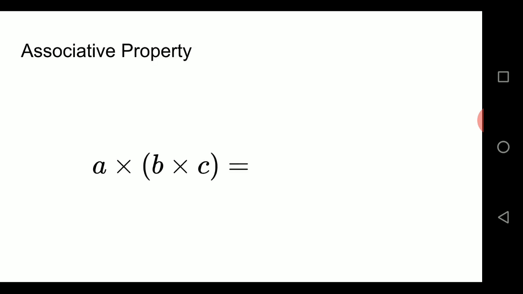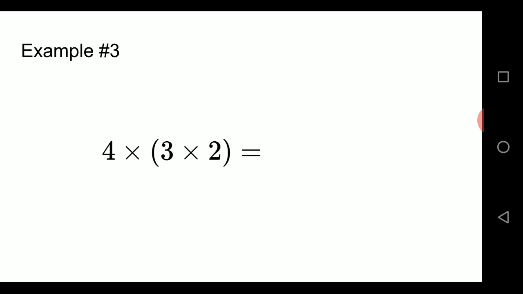The third property is associative property. In this property, I have 3 integers, and I group any 2 of them. If I group 2 of them and multiply everything, I'm going to get the same result as a different grouping. If I group B and C and then multiply it with A, I'm going to get the same answer as grouping A into B and then multiplying with C. Doesn't matter what order or what kind of grouping we have, I'm going to get the same result. This is known as associative property.